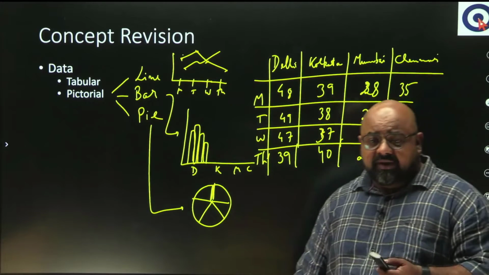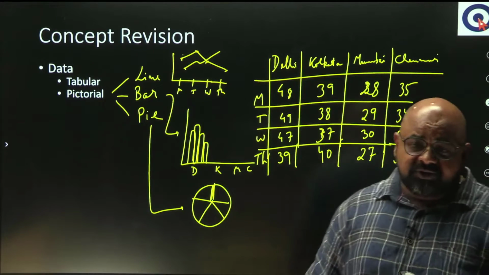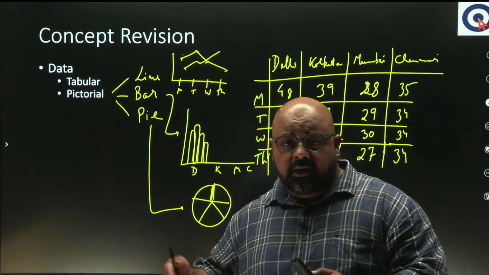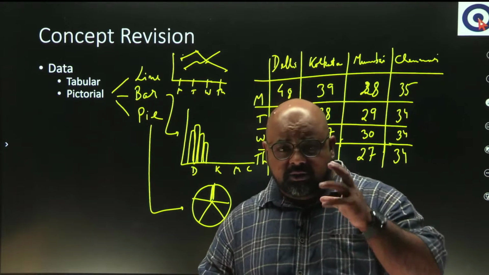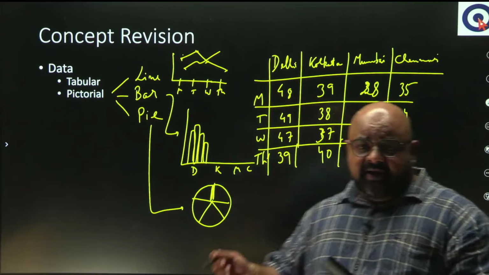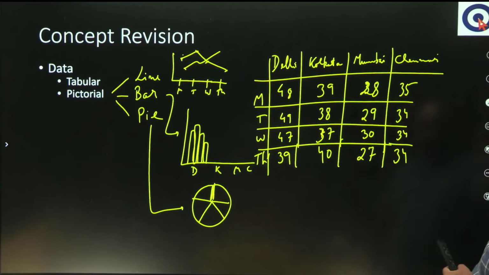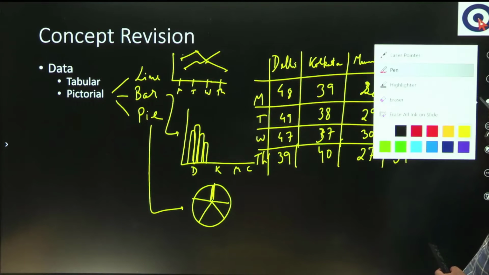What are the typical questions, or what are the points to remember in terms of solving the question? Number one is, suppose this table is given to you, what can you say about, for example, what is the best city amongst the 4?